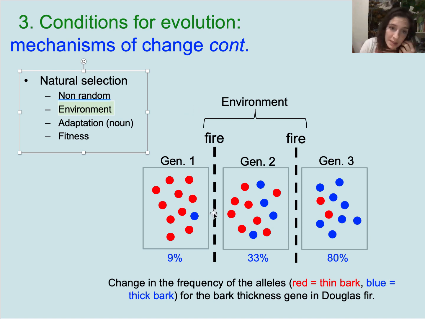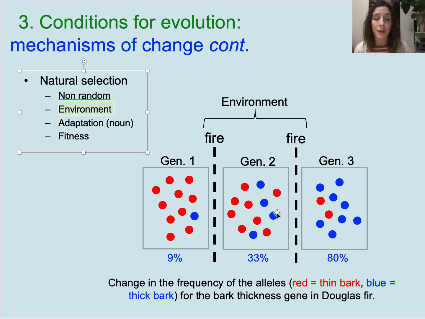And so what these dotted lines here represent is, over time, there are multiple fires that this population of Douglas firs experiences. Think of these as an environmental sieve, right? So there's a big fire that comes through and it wipes out a bunch of individuals.